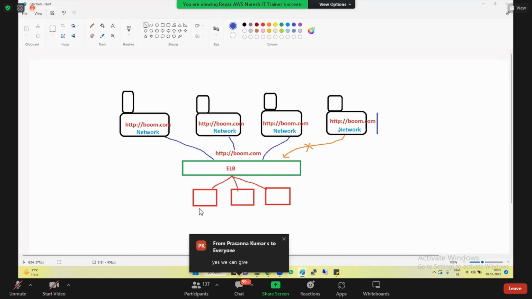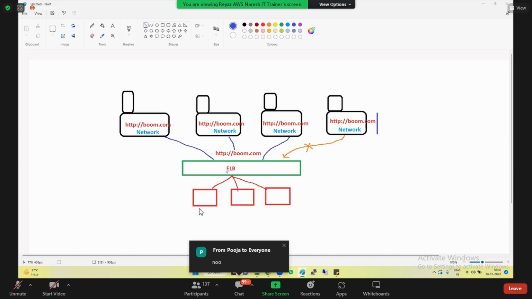If I ask what IP address I should give, should I give my EC2 instance IP address? No. Which IP address do I need to give then? The ELB IP address we need to give. But the ELB is completely managed by AWS. Is it possible to have the IP address for the ELB?